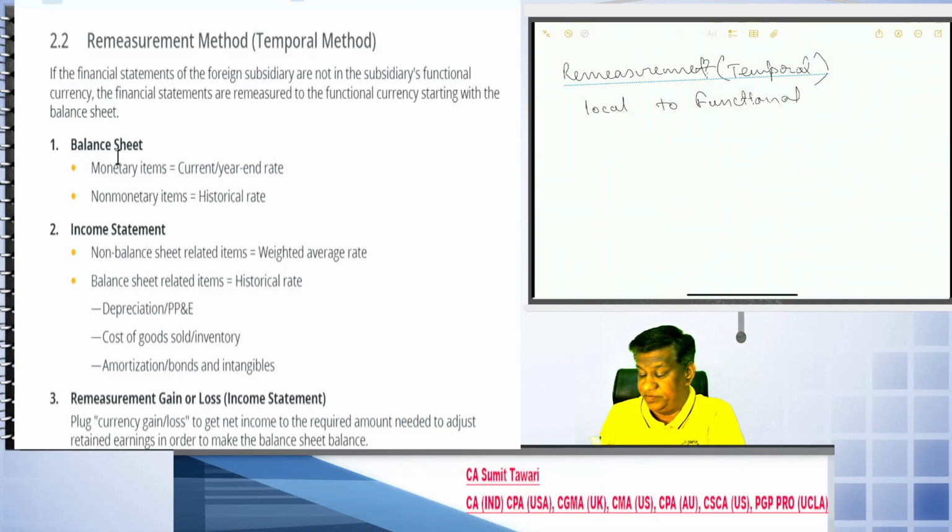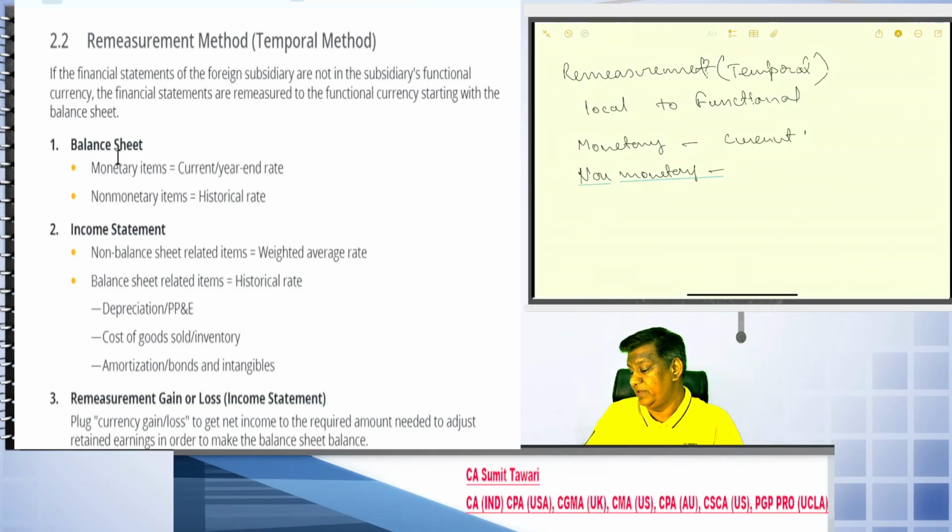For balance sheet items, there is a split into monetary and non-monetary. Monetary means the debtors, mostly the current assets excluding inventory, and non-monetary is fixed assets and the inventory. So for monetary, we need to use the current spot exchange rate, and for non-monetary, it is the historical rate. So that you need to keep in mind.